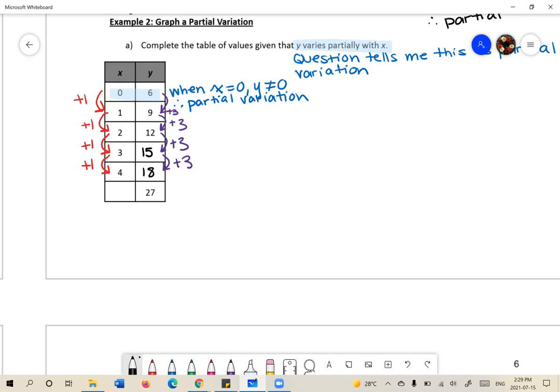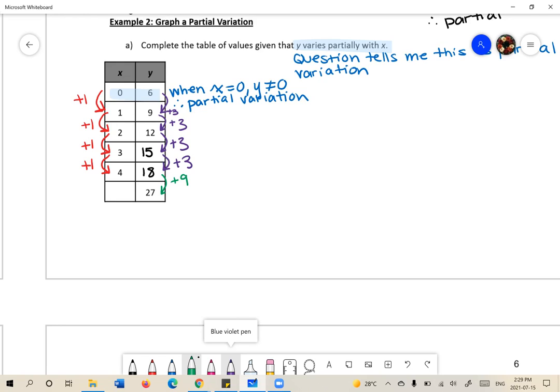Let's look at the last one. To go from 18 to 27, this is not increasing by 3. This is more than 3. It's actually increasing by 9, which means that there are a few rows of this table of values missing. And they did that on purpose. They want you to think about this.